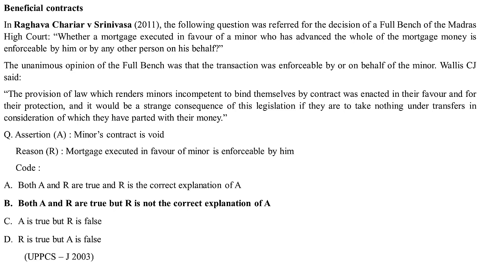In relation to this particular subtopic, a question was asked in UPPCS of 2003, which was an assertion-reasoning question. The assertion was that a minor's contract is void, and the reason given was that a mortgage executed in favor of a minor is enforceable by him. It was very much clear that although both the statements were true, the reason did not correspond to the assertion that a minor's contract is void. Hence, the answer was B.